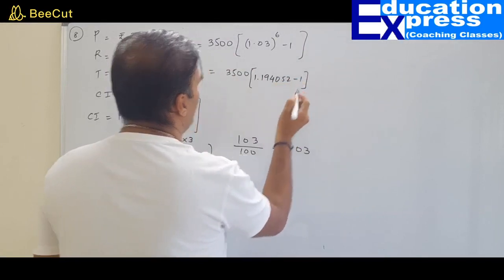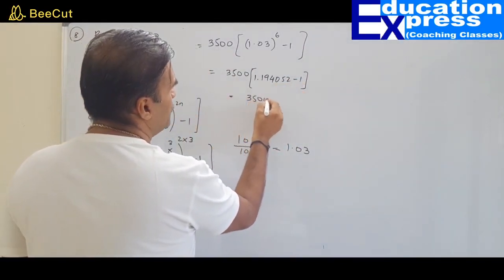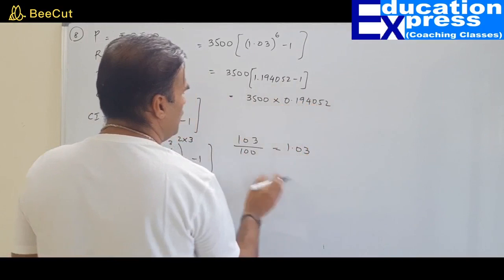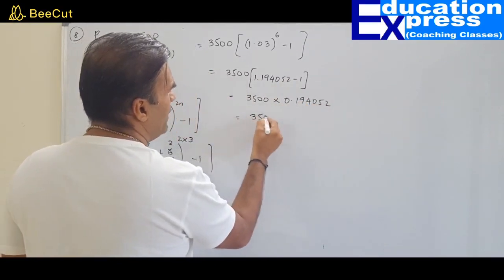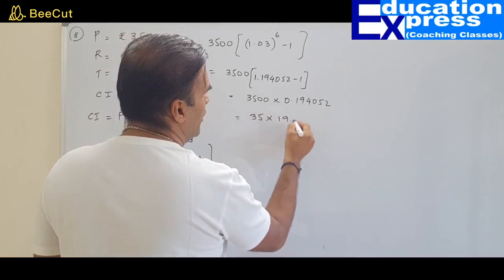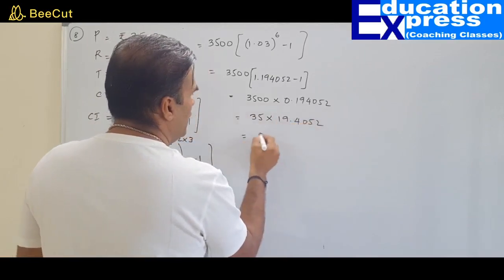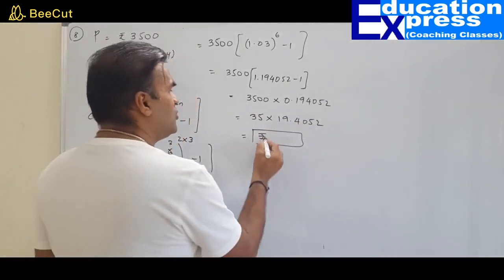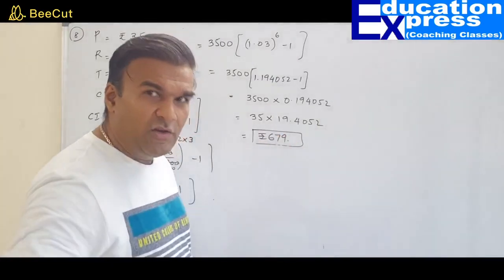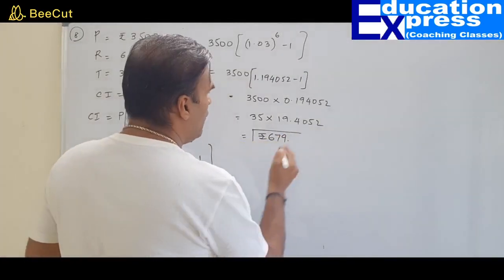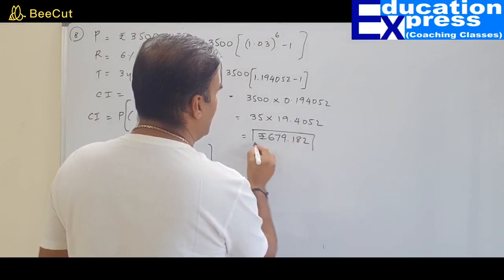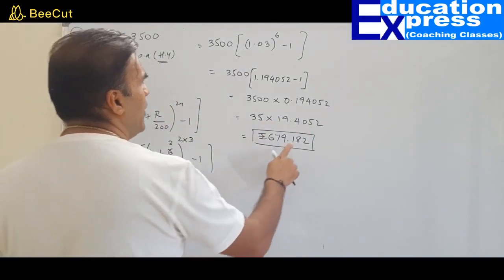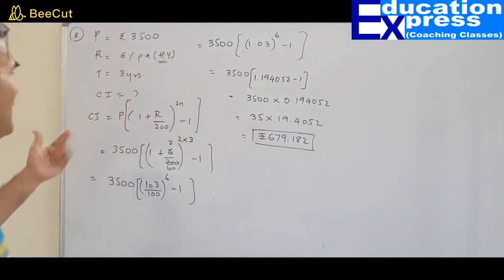1.194052 minus 1. So you get 3500 multiplied by 0.194052, which would mean 35 multiplied by 19.4052. I hope this is one of the easiest questions. So when you multiply this, your final answer is going to be 679.182. Wasn't it a very simple question?